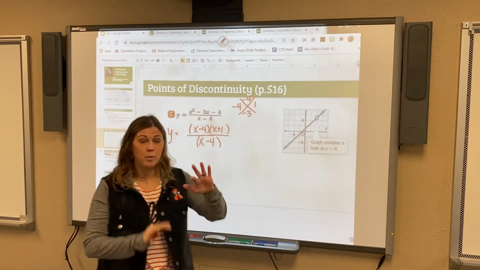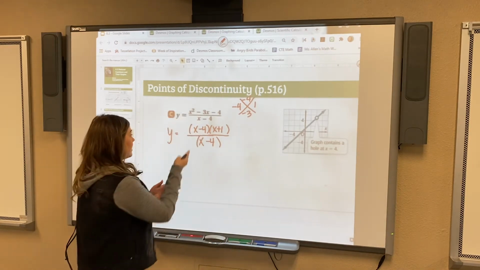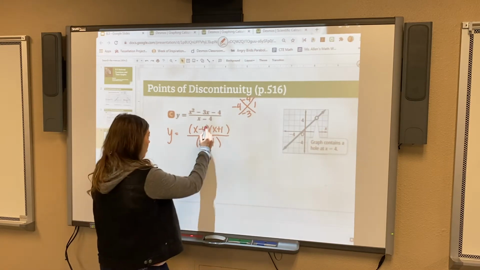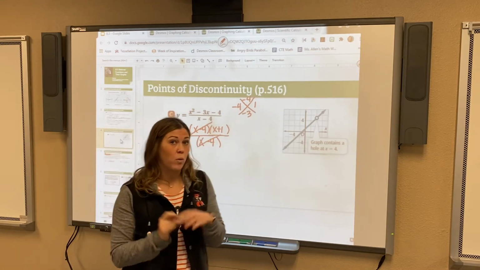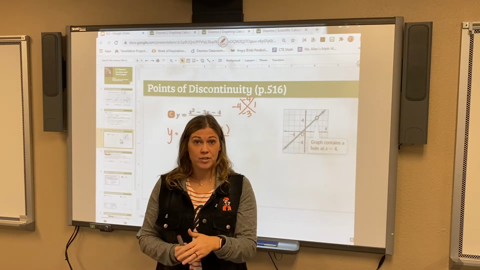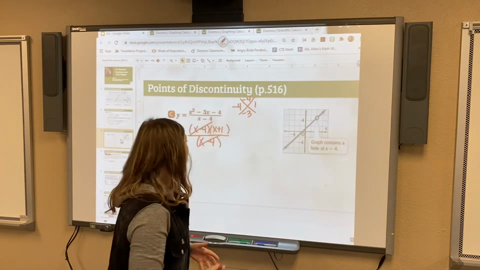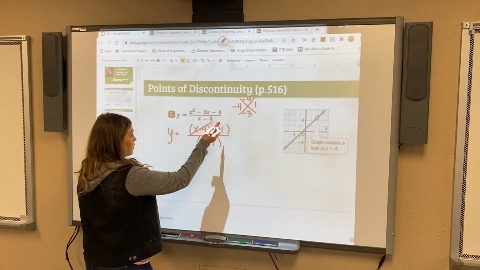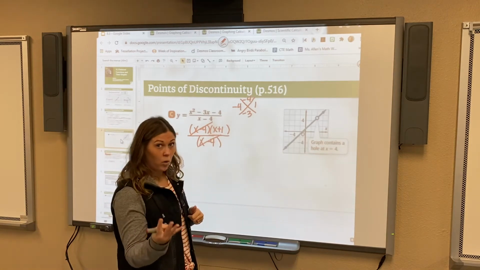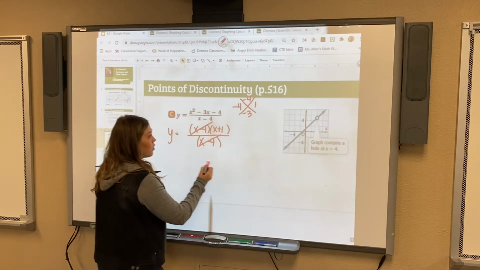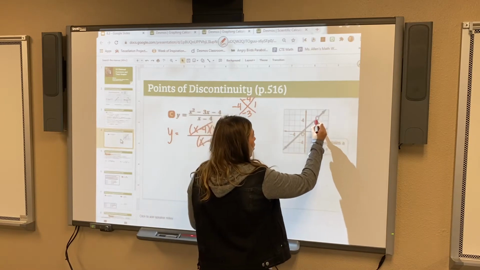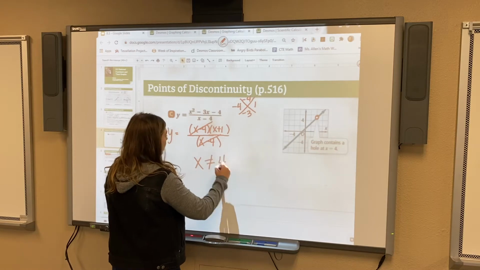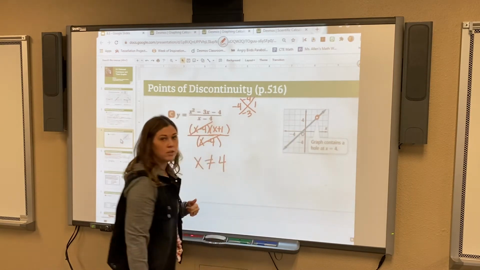So now we look at our top and our bottom. If you look, we have an x minus 4 at the top and an x minus 4 at the bottom. So those technically can cancel. Okay, they don't really go away, but whenever we're looking for our vertical asymptotes, they do. So we still cannot have the bottom equal to 0. So x minus 4 equals 0 would be 4, right? So if you look at our graph, it's a hole at 4. Okay, so our x cannot equal 4 because there will be a hole there.